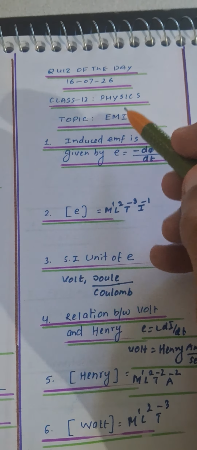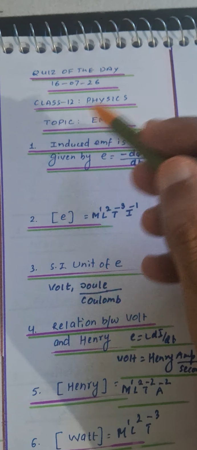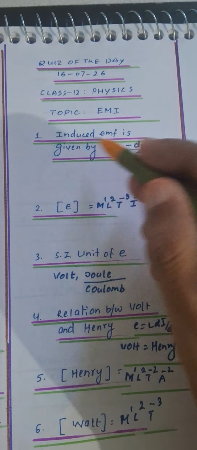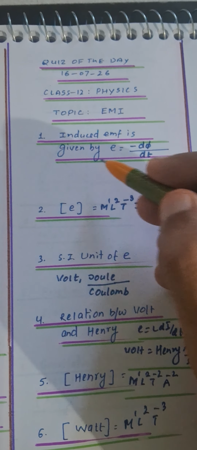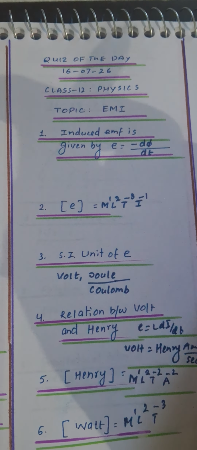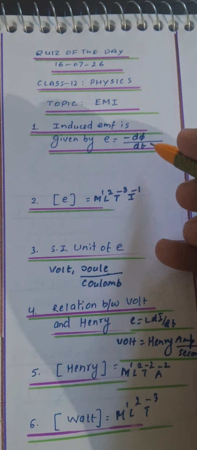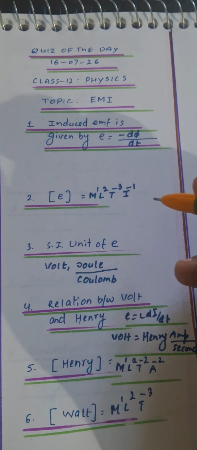Then we have another quiz session for class 12 physics. The topic is EMI. The first question is: induced EMF is given by, as per Faraday's law, minus of d phi by dt, where phi is the magnetic flux passing through a closed loop.